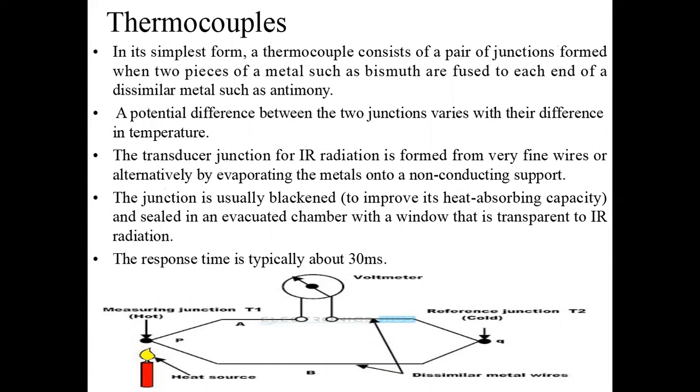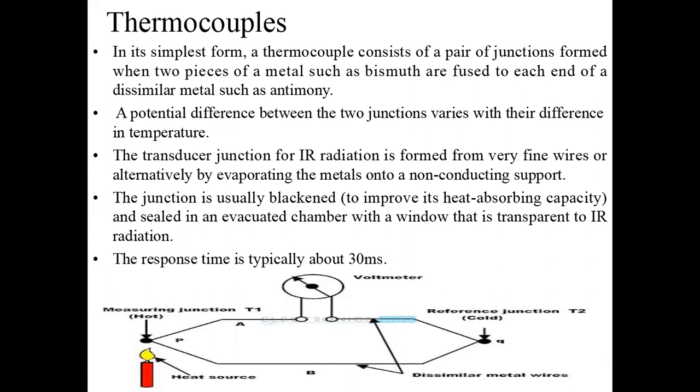The transducer junction for IR radiation is formed from very fine wires or alternatively by evaporating the metals onto a non-conducting spot. The junction is usually blackened to improve its heat absorbing capacity and sealed in an evacuated chamber with a window that is transparent to IR radiation. The response time is typically about 30 milliseconds.